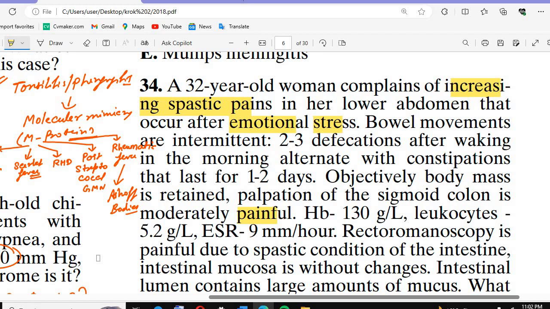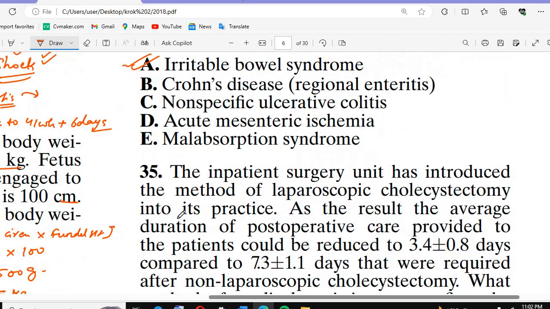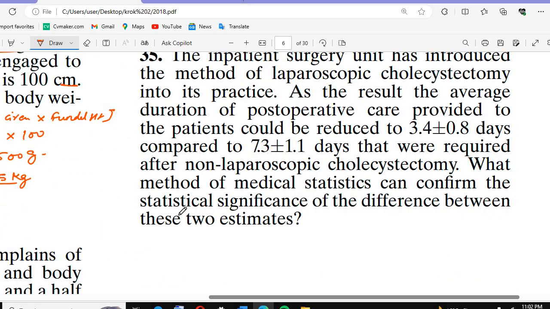Along with that, we discussed the rectoromanoscopy, where we have checked the rectum, and it is painful due to the spastic condition of the intestine. If you see there is a spasm, more contraction, it means it is talking about irritable bowel syndrome. Okay, so this is irritable bowel syndrome.